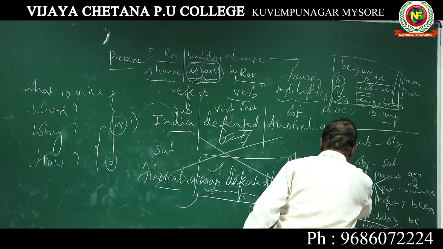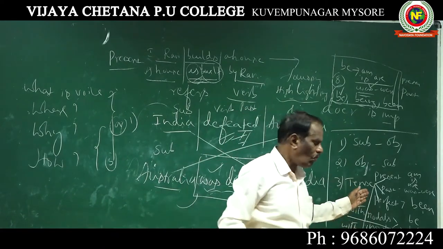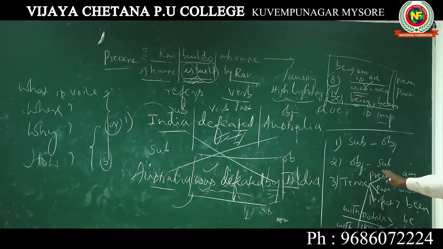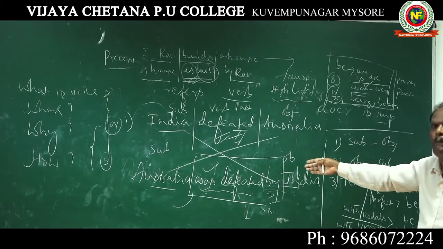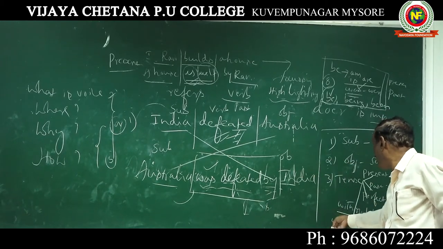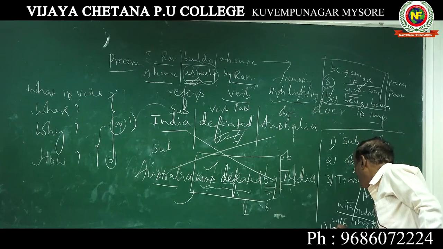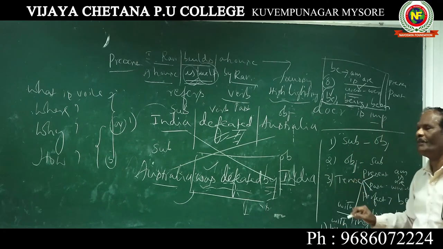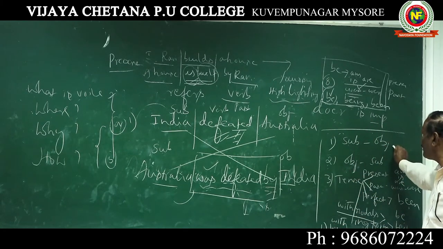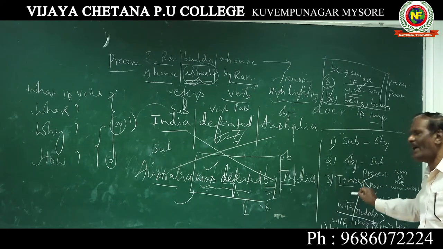Look at this table. These principles are very very important. So how to transform active sentence into passive sentence? If you remember these five, three steps, one more step I will add, by preposition or add body. Subject becomes object, object becomes subject, tense is identified.